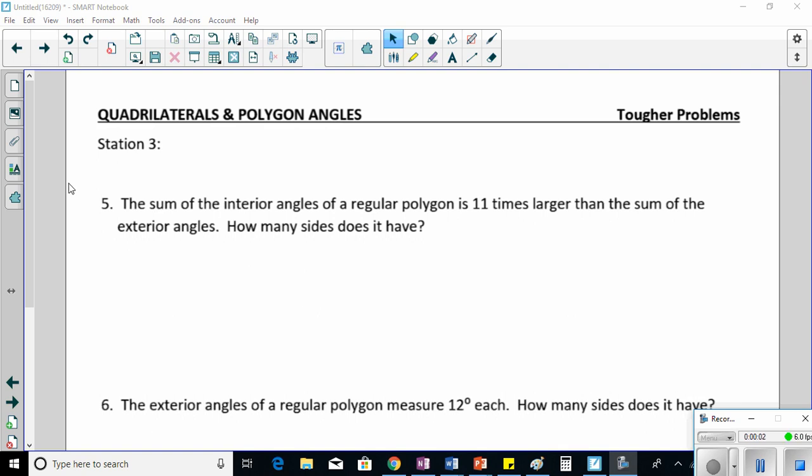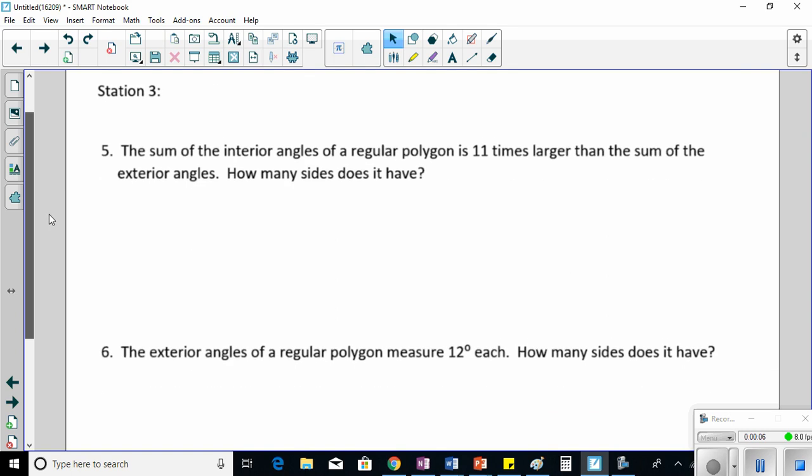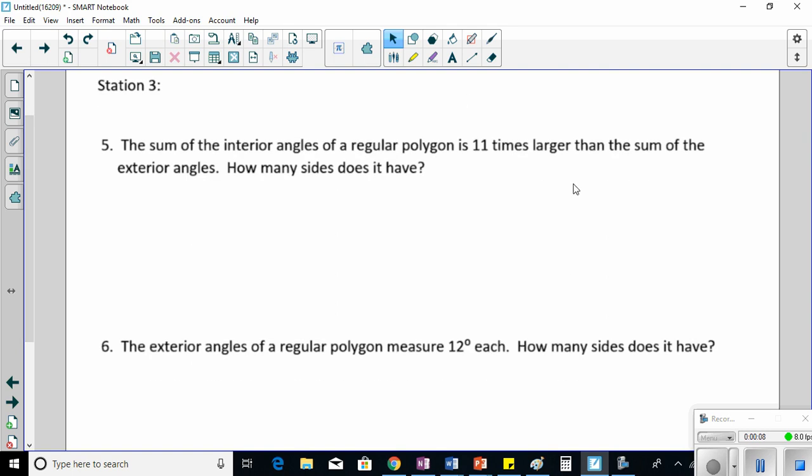All right, if you're looking for help on station 3, there are only 2 problems you have to deal with here. Both of them are a little bit tricky, but nothing that people cannot do. So I don't want to do these problems for you, so I'm going to do something different. What I'm going to do is take each of these and change something in each one. Instead of 11, I'm going to make it, I don't know, 14. So I'll solve this problem, and you still solve the other problem you have. And then down here, instead of 12 degrees each, maybe I'll just make it 8.